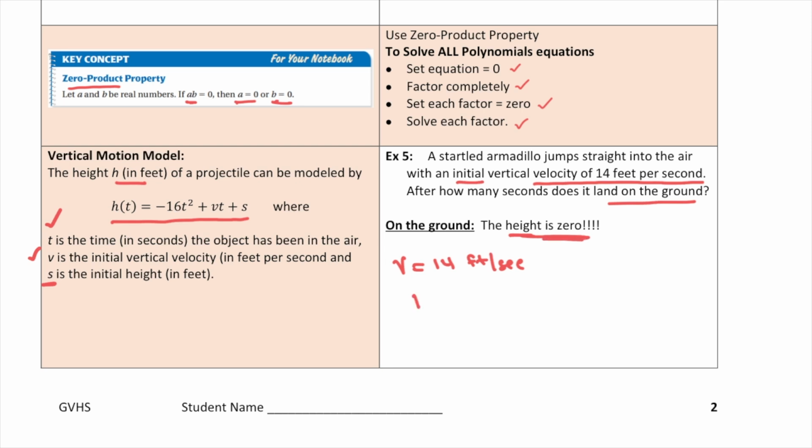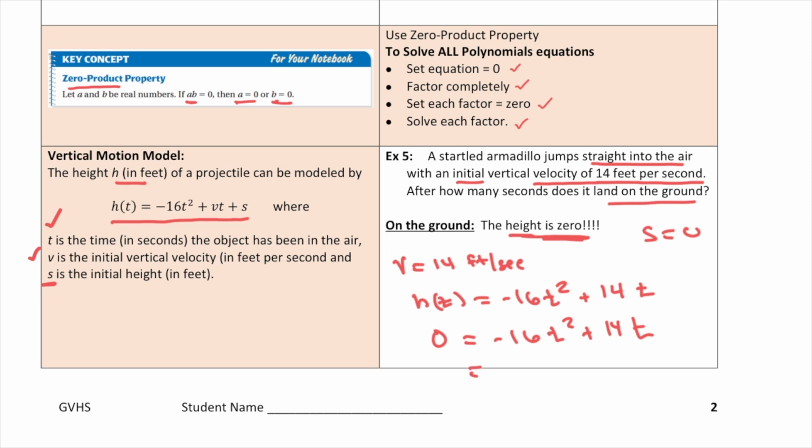So let's write our equation. h of t equals negative 16t squared. The velocity we were given is 14. Keep the t. I don't know s. s is your initial height. Hold on. The armadillo jumps straight into the air, so he's on the ground. Your s is 0 to start with. Now I want to know when the height is 0. 0 equals negative 16t squared plus 14t.